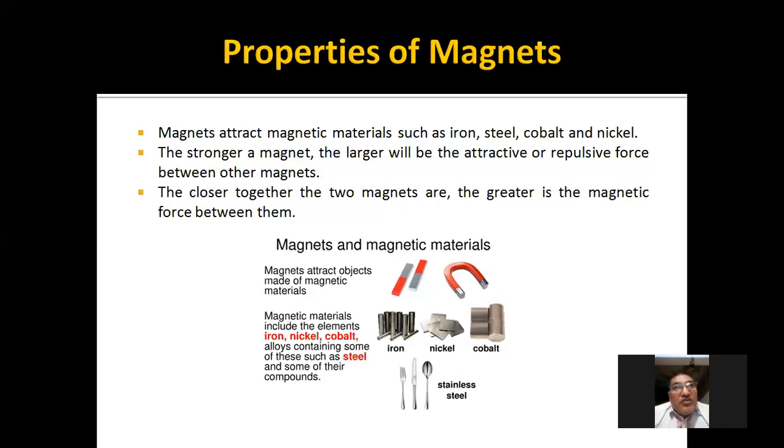So, if you have two magnets, they will have a force of attraction or they might have a force of repulsion, and the force of attraction and repulsion also depends upon the distance between the magnets. If they are close to each other, the force of attraction or repulsion will be larger. If the distance between the magnets is larger, the force of attraction or repulsion will become weaker.